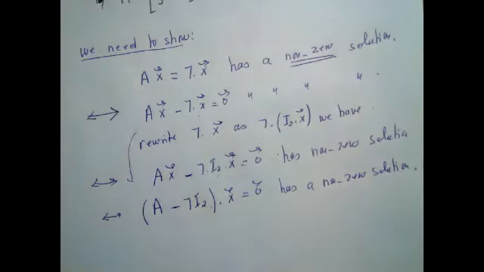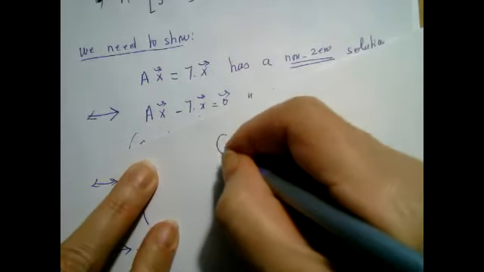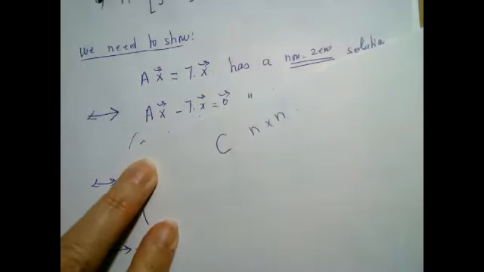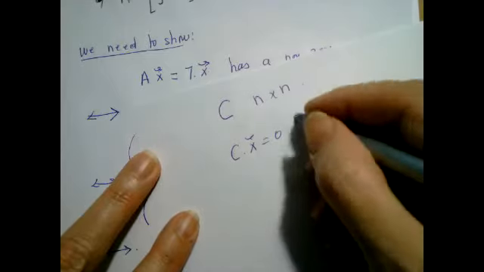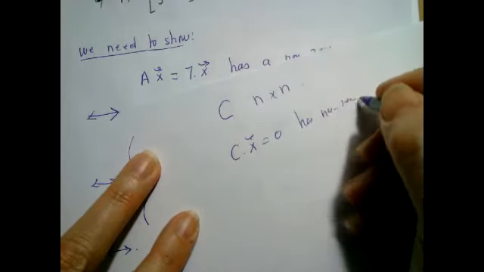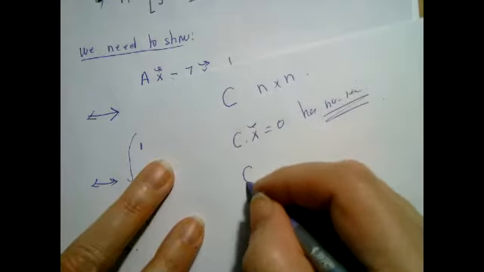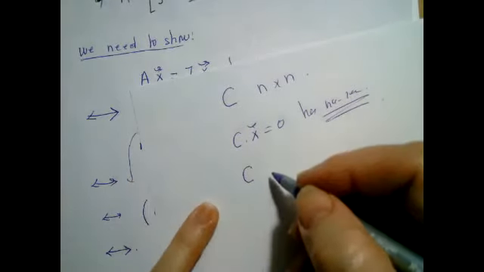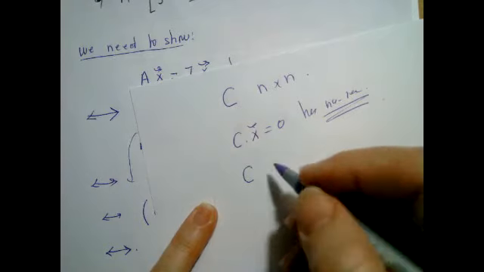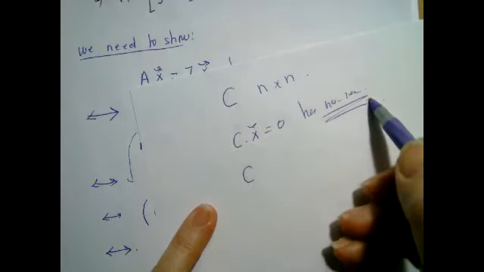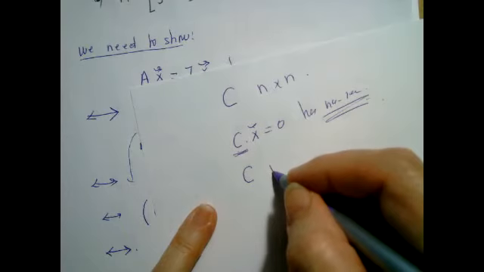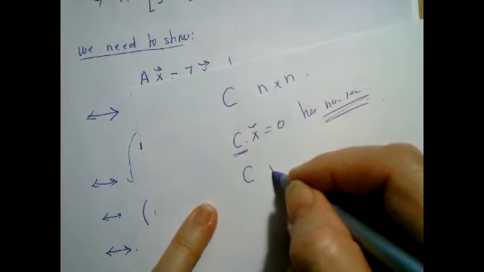Okay, now I have to combine a lot of ideas. Again, I have to ask you questions. Suppose I have a matrix C. C is an n by n matrix. If the system C times x equal to 0 has a non-zero solution, what can we say about the matrix C? Invertible or not invertible? If Cx equal to 0 has a non-zero solution, means my matrix C, is it invertible or not invertible quickly? Invertible, not invertible.